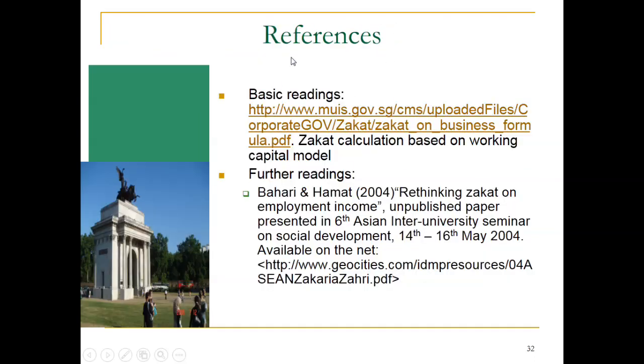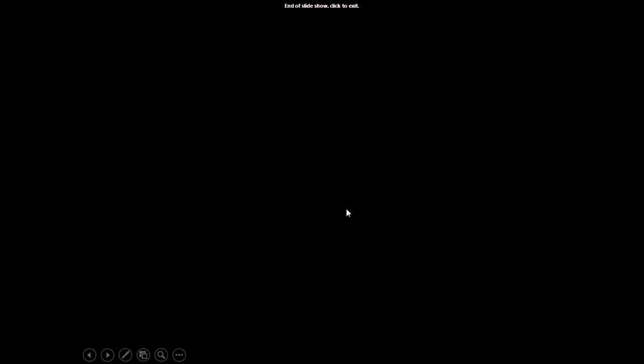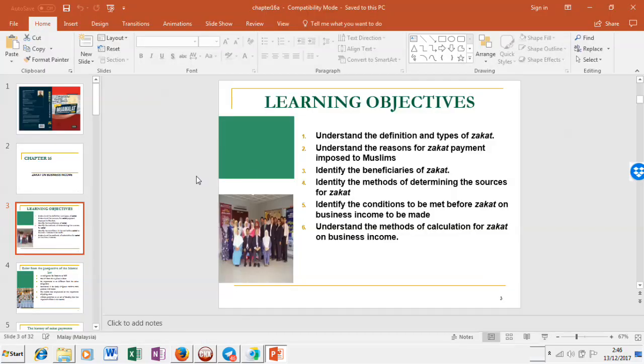So these are the references that you can use on how to do the zakat calculation based on working capital. The reading is Bahari and Ahmad, Rethinking Zakat on Employment Income. And then that's all for the lecture on zakat on business. If you have any question, you can email me at noradli@yusim.edu.my.